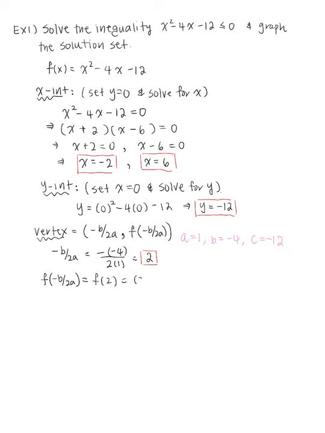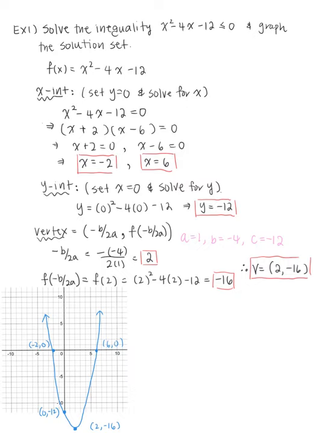So this is going to give us 2 squared minus 4 times 2 minus 12. So what is that? Negative 16. All right, so let me just write it over here. Therefore our vertex is going to be at 2 comma negative 16. Okay, so let's give ourselves a little rough sketch. So here's my little rough sketch for our function f of x.